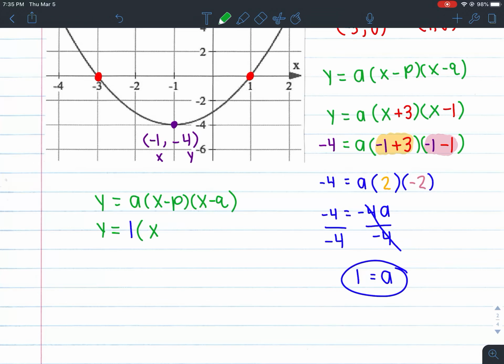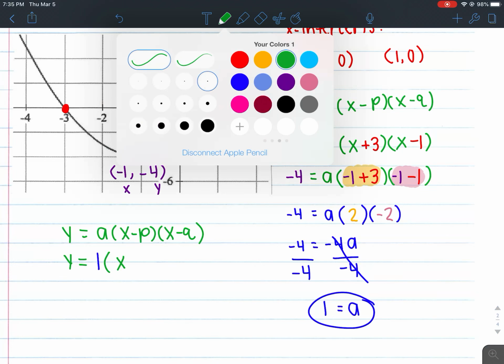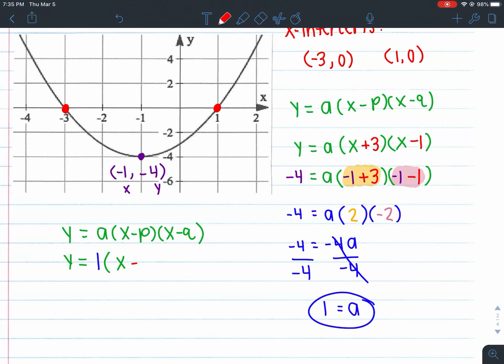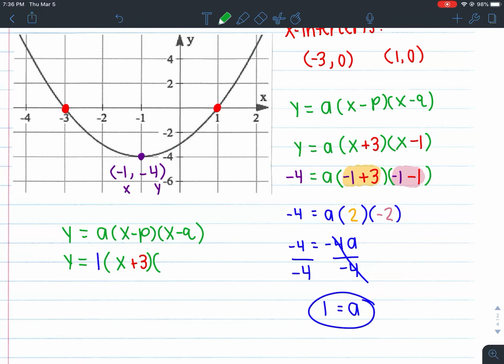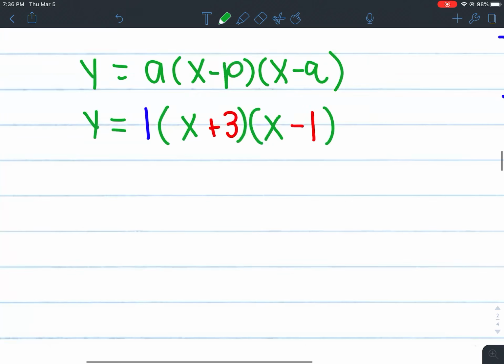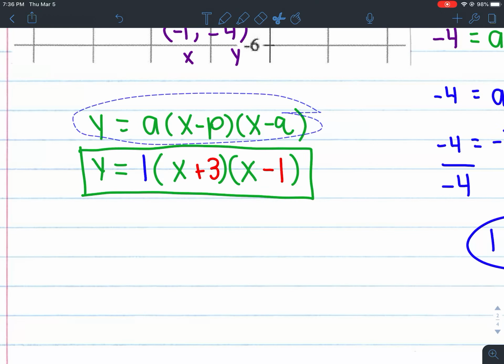Parentheses x, and then what's one of my x-intercepts? Because that's what p and q are. They're x-intercepts. Well, one of my x-intercepts was -3, so I would have +3. Parentheses, and then I would have x, because I don't want to put in anything for x, and then -1. Is my intercept form complete now? Yes. So this is my final equation. That's my final answer that I want here.